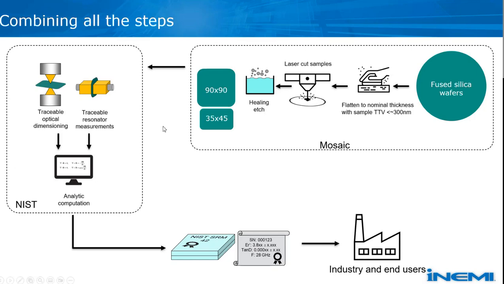And we're able to use those coupons and measure them in our own optical dimensioning tool and in our own microwave resonators that we have dimensioned previously at NIST Gaithersburg. And we can combine the dimensions and the microwave measurements with traceable uncertainties through our own analytic computation to produce a standard. And we've deemed it here SRM42, by request of Nate, who I believe is on the call still. And so we can deliver this standard of known dielectric properties with very well-defined traceable uncertainties. And we can deliver that to any industry and any other end users.